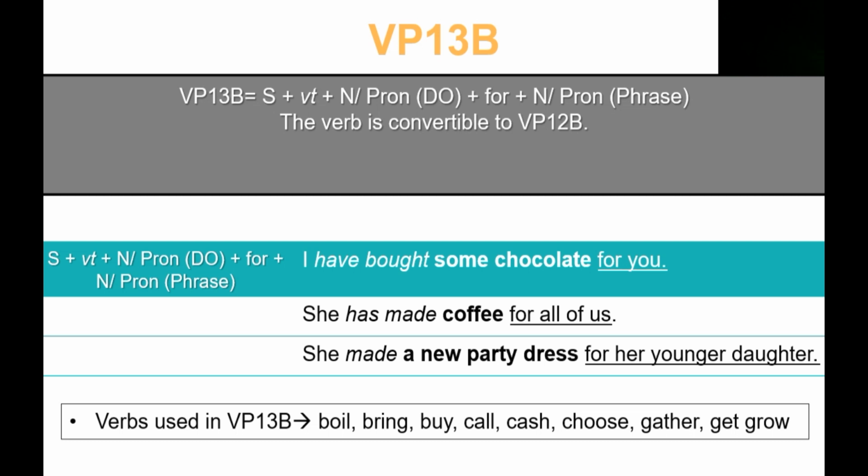The third one, she made a new party dress for her younger daughter. She is the subject, made here is the VT, a new party dress is a noun phrase functioning as DO, and preposition for followed that. After that, we have the noun phrase functioning as the IO, her younger daughter. Again, this is convertible to VP12B, so we can say, for example, the first sentence can be I have bought you some chocolate. Okay, I hope that's clear. The verbs used in VP13B are like boil, bring, buy, call, and so on and so forth.